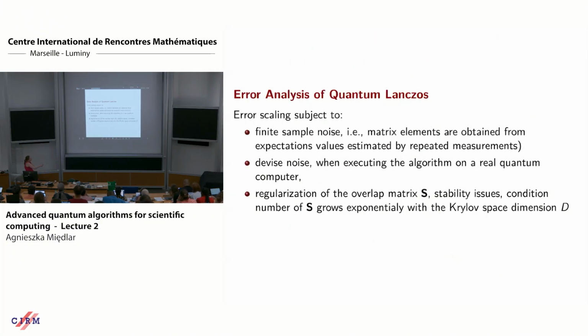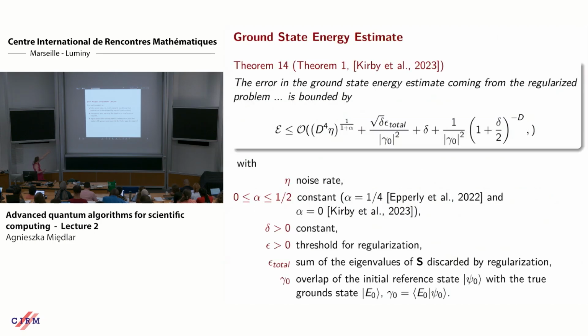So the error is up to some initial things that we have to skip. Like we have to take into account finite sample noise, device noise, regularization because of the fact that we don't have an orthogonal basis. All these conditions are here. And this is the result in terms of ground state energy estimate. So this is the error in the ground state energy, and it has these different components. You can get all the parameters and so on, but I want to discuss those.